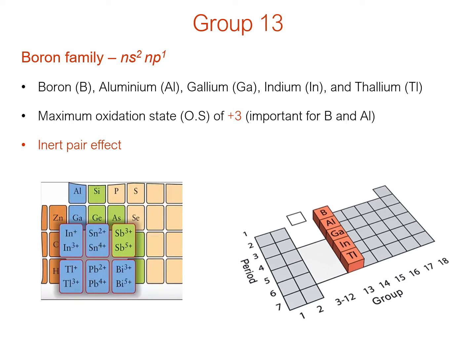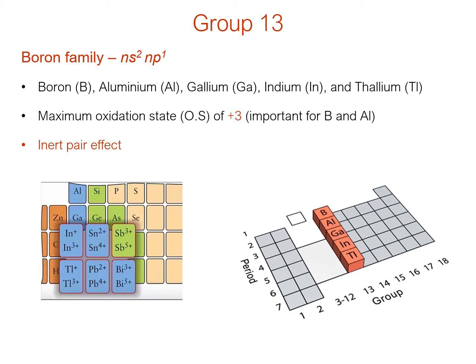It's got the general electronic structure of ns2 np1. And it consists of boron, aluminium, gallium, indium and thallium. So the maximum oxidation state is +3, and this is important for boron and aluminium. And you remember that group 13 is one of the ones where the inert pair effect dictates a lot of the chemistry, so it's 13, 14 and 15. And that means that the maximum oxidation state, which is +3, is more stable at the top. But as we go down, if you look at indium and thallium, the +1 oxidation state is more stable.